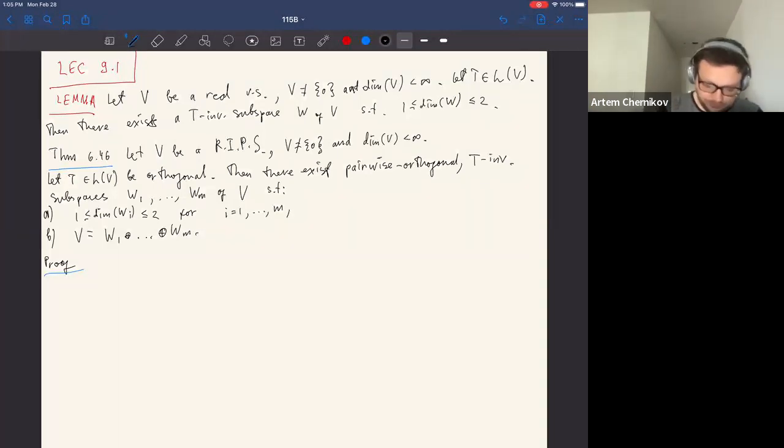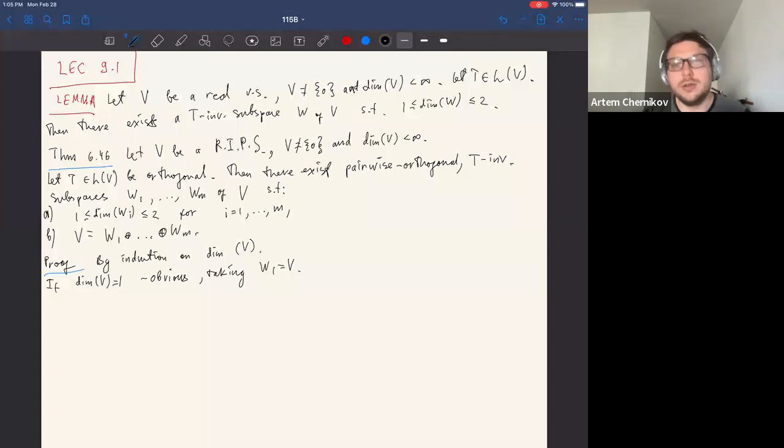Okay, so by induction on the dimension of V, the whole space. So the first case, the base case, is when the dimension of V is equal to 1. In this case, the conclusion is obvious because we can just take W1 to be all of V. And then, of course, this W1 satisfies the requirements in A and B, right? Because it has dimension 1, so it is between 1 and 2, and it's equal to V. Yeah, so we get the case dimension V equals 1 directly.